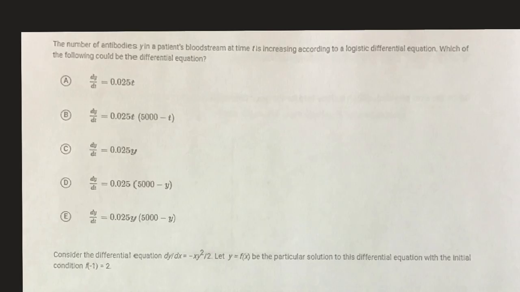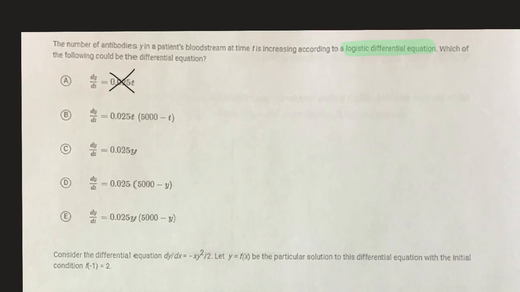Here's page 3, and it starts off with this multiple choice. The number of antibodies, y, in a patient's bloodstream increases according to a logistic, imagine that, a logistic differential equation. That's what we're testing over. Which could be the differential equation? Which one is in the correct form?